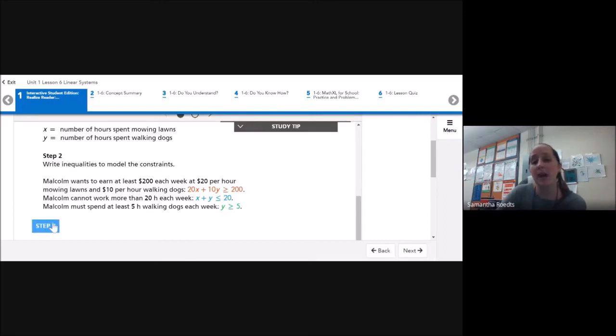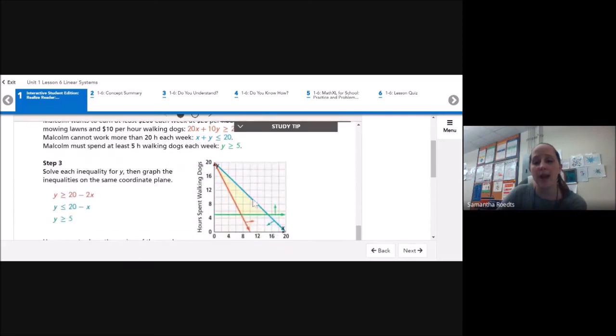So step 3 is I'm going to graph each of these inequalities. The red one, y is greater than or equal to 20 minus 2x, is this red line right here. So that has to be greater than, anything that's bigger than this red line. The blue line, y is less than or equal to 20 minus x, is going this way. And then y is greater than or equal to 5. The green is going this way. So the part that overlaps here is this part in light yellow.